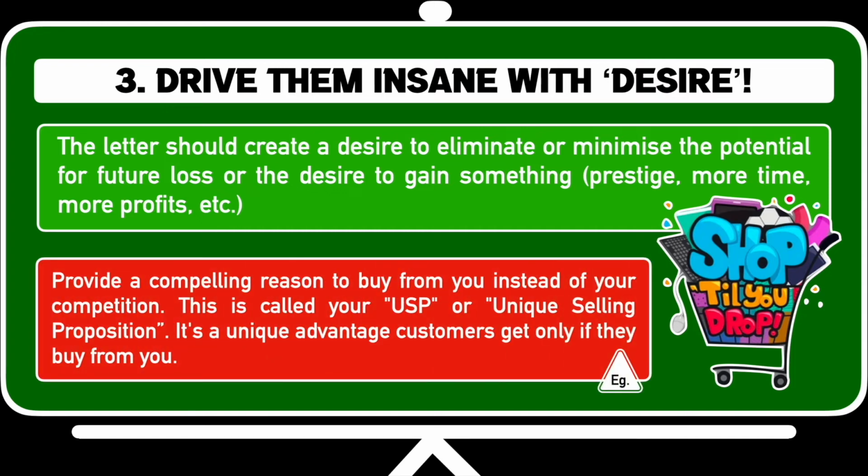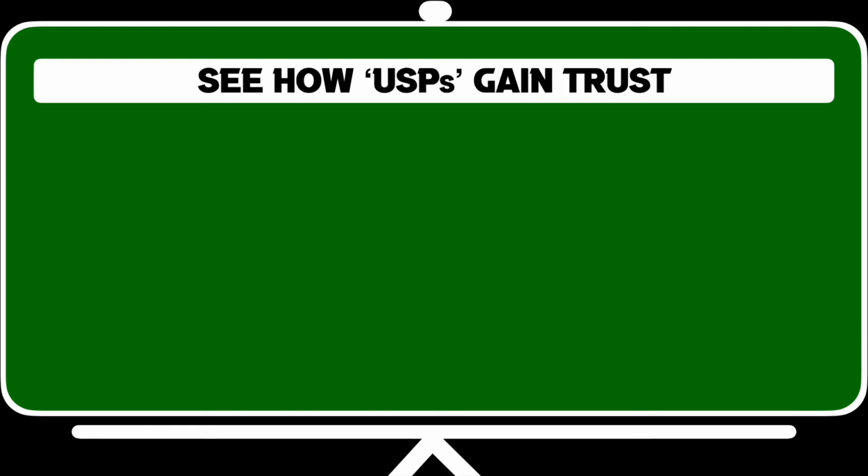Now, this can be done by providing a compelling reason to buy from you instead of your competition. This is called your USP or unique selling proposition. Now, it is a unique advantage customers get only if they buy from you. For example, Domino's became the market leader with their USP, which says that 30 minutes nahi to free. I'm going to take you through some commonly used USPs by many companies to gain the trust of the customers.